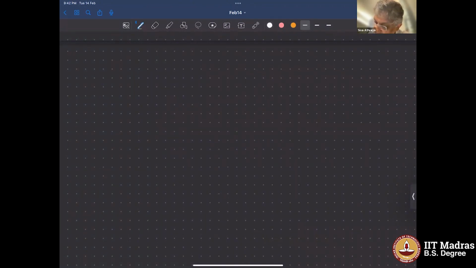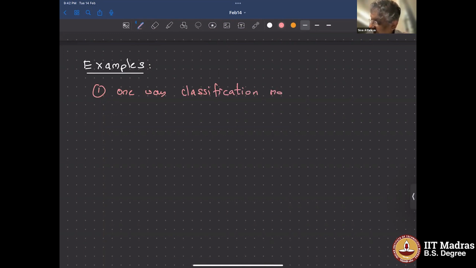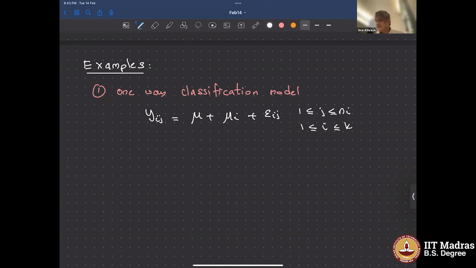There are three examples to keep in mind for this class, and we'll come back to them again. We'll come back with real data sets very soon. So the first one is called a one-way classification model. And here the model is parameterized a little differently. I'll think of it as y_ij = mu + mu_i + epsilon_ij. And this is how I started off with it, remember? Here 1 ≤ j ≤ n_i, and 1 ≤ i ≤ k. So I thought of it as k populations, and in each population I'm observing n_i samples.